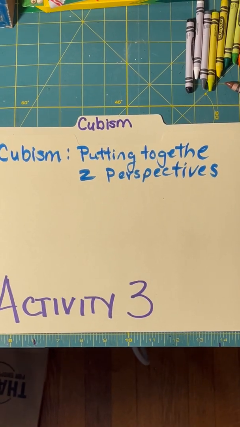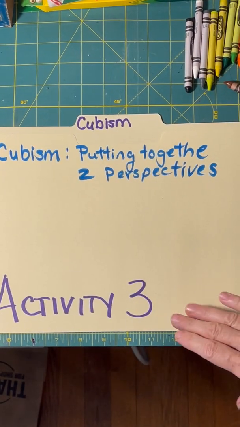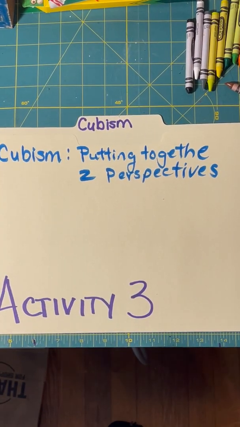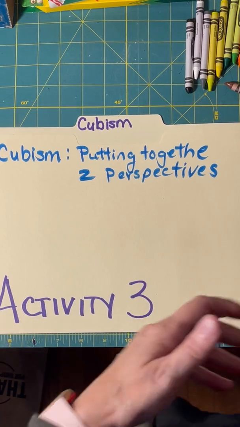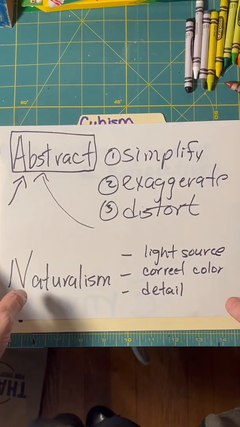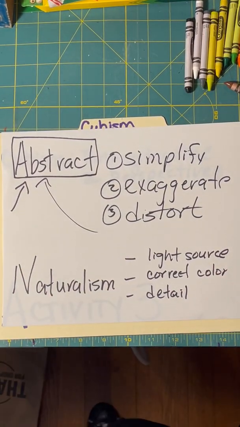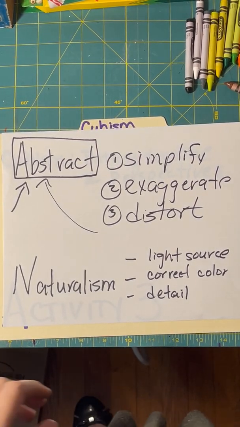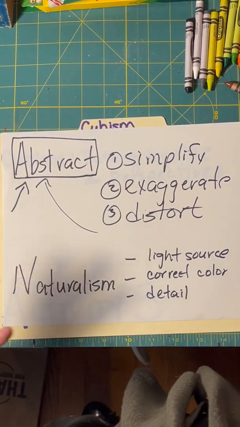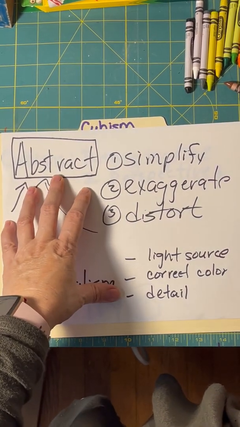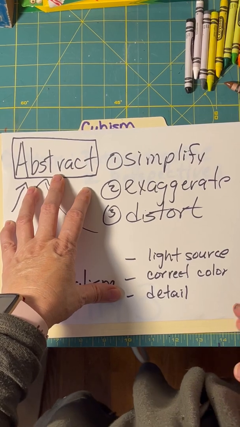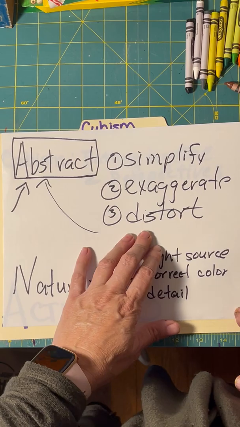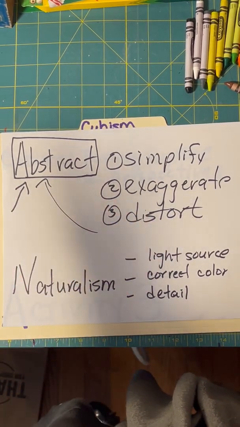So, class, we are now working with activity 3. We're still dealing with Cubism. And I still want to remind you about Cubism, what artists did, and please look at the video and PowerPoint that I have put into the classroom, in Google Classroom. We're talking about abstract images that have been simplified, or exaggerated, or completely distorted, and then put together.